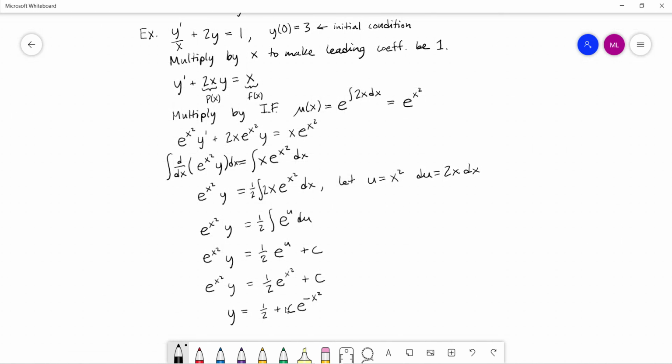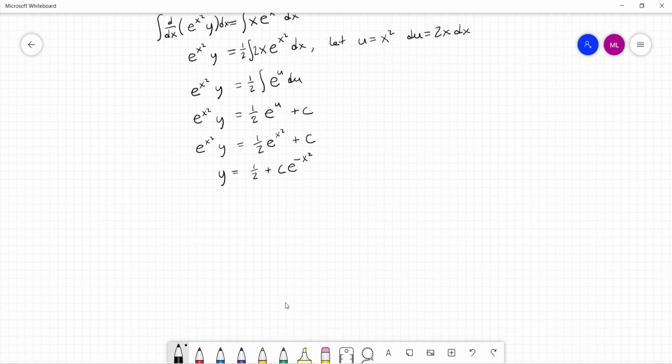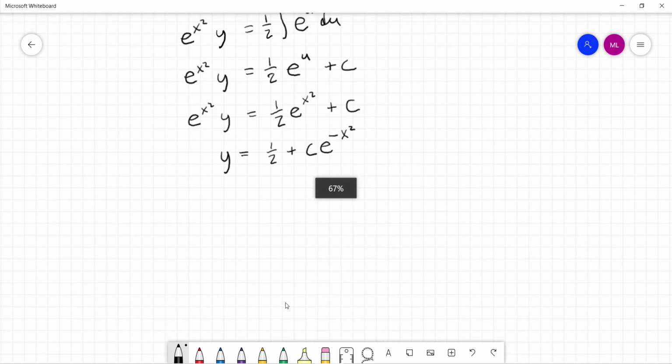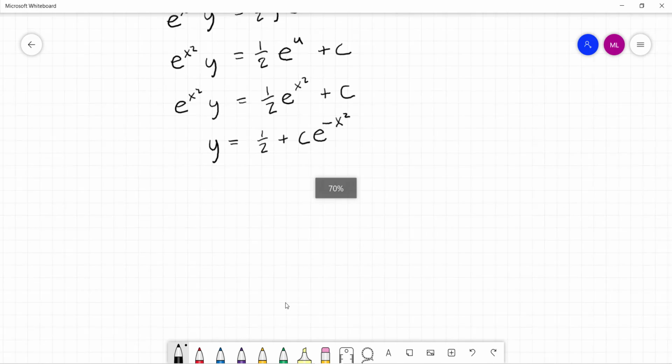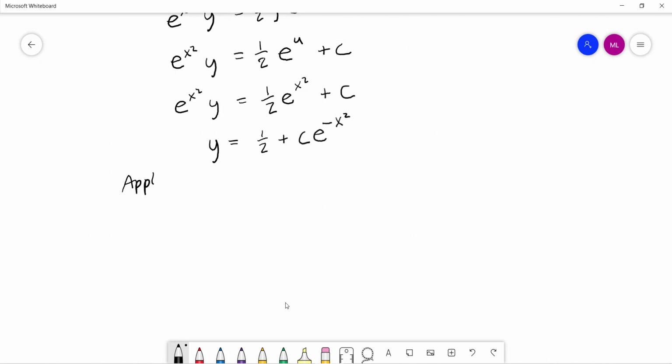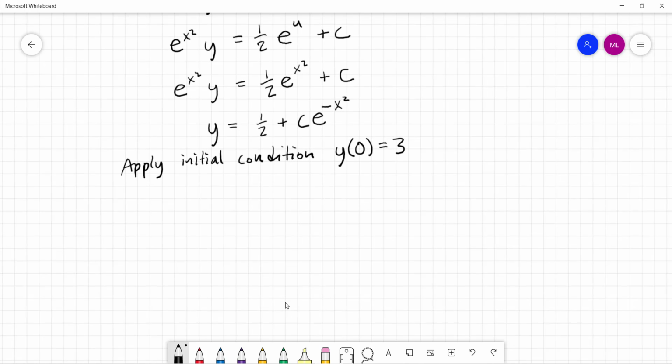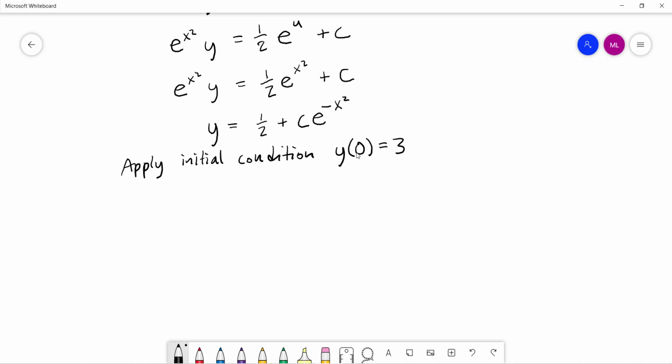Okay, so this is the general solution to this equation, but now we need to apply our initial condition to actually solve for this particular value of c. So let me zoom in and apply that initial condition. That said y of 0 was equal to 3. So what it's telling me is when I plug in x equals 0, it should spit out y equals 3.